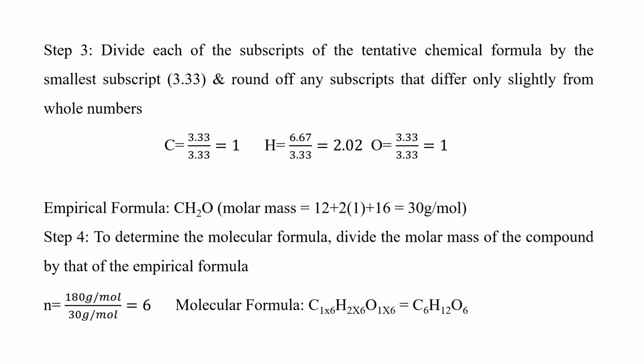Now, to determine the molecular formula, we are going to divide the molar mass of the compound, which is 180 grams per mole, by that of the empirical formula, which is 30 grams per mole. So N becomes 180 grams per mole divided by 30 grams per mole, giving us 6. From there, to get the molecular formula, you are going to multiply each of the subscripts of the empirical formula by N, giving us a molecular formula of 6 carbons, 12 hydrogens, and 6 oxygens.